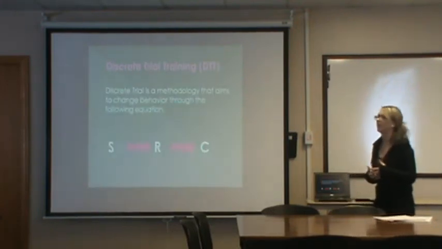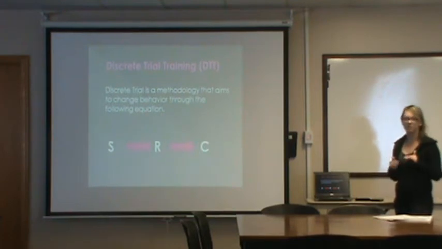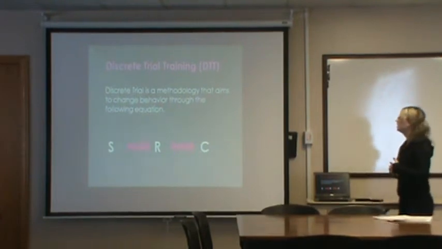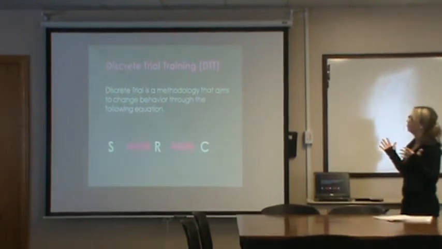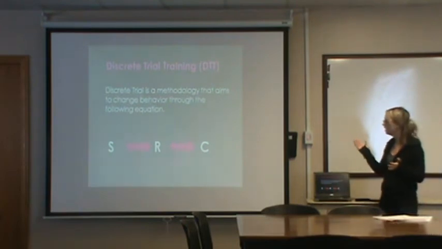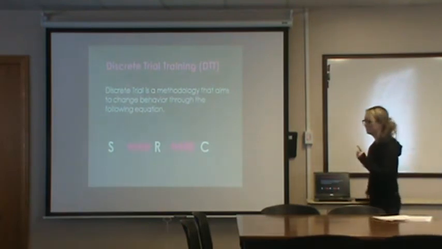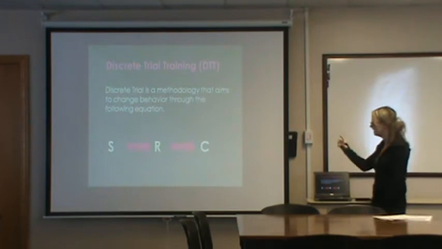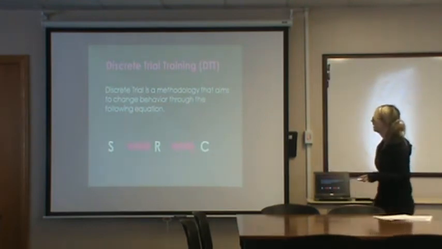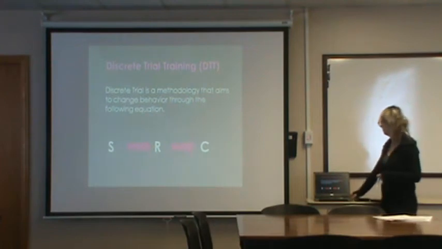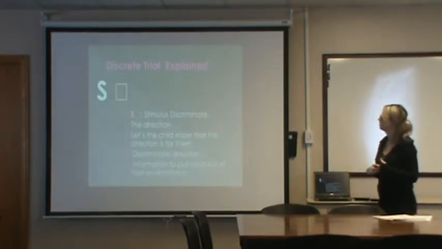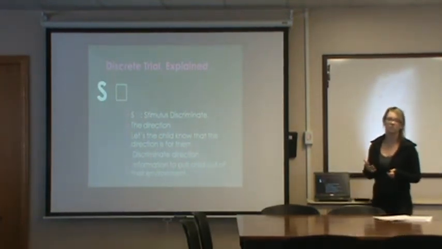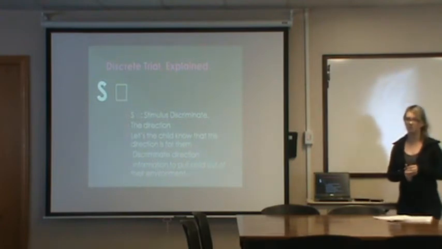So, the type of ABA that Bridges uses, since ABA is a big umbrella term, is called discrete trial training. It's a methodology where we change behavior through this equation. I'm not sure why that keeps looking like a little square; it's supposed to look like a little D. So an SD, which leads to R, which leads to C. We're going to talk about each one of those individually. Again, that should be SD. The SD stands for stimulus discriminant. Just hearing those two words, what do you guys think that means?